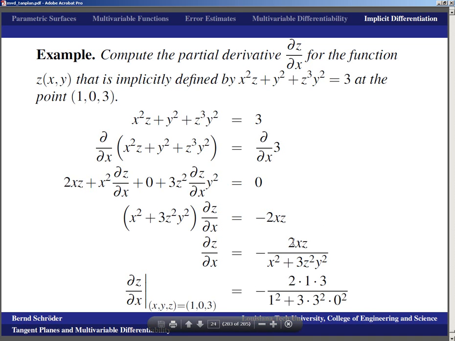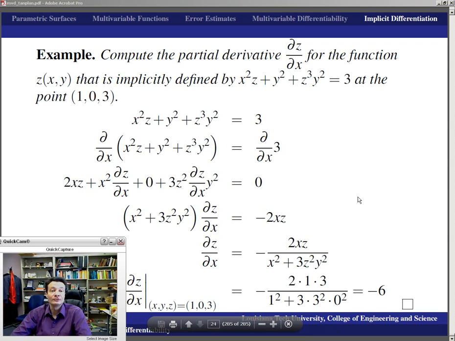Well, we keep the negative sign. This 2 is this 2. X is 1. Z is 3. X is 1. We keep the 3. Z is 3, which really doesn't matter that much for this term because y is 0. And we end up with a partial derivative of negative 6. And that finishes this example. And it also finishes this presentation. And it finishes this module in my presentations on partial derivatives.